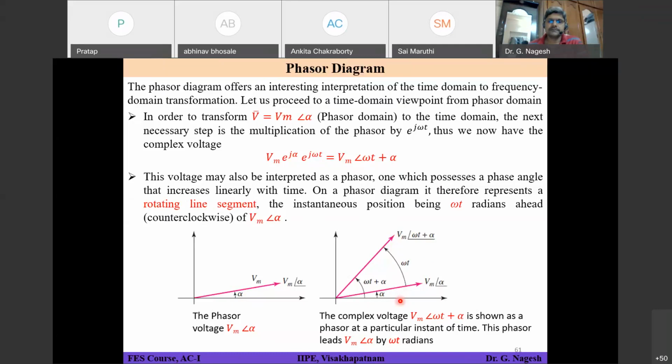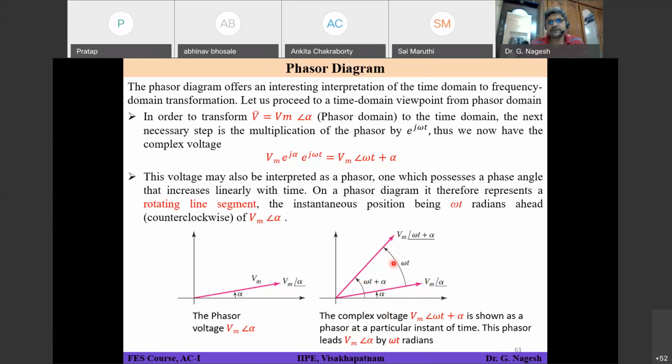The projection of this one onto the real axis is your real part, which is equal to your time domain function. That means at different instances of time, your real part will have different amplitudes. During the first quarter, it will have some positive value on the real axis. During the second quarter, when it is rotating, it will have some negative value. So the real part will be varying like this. It is basically the projection of this phasor onto the real axis.